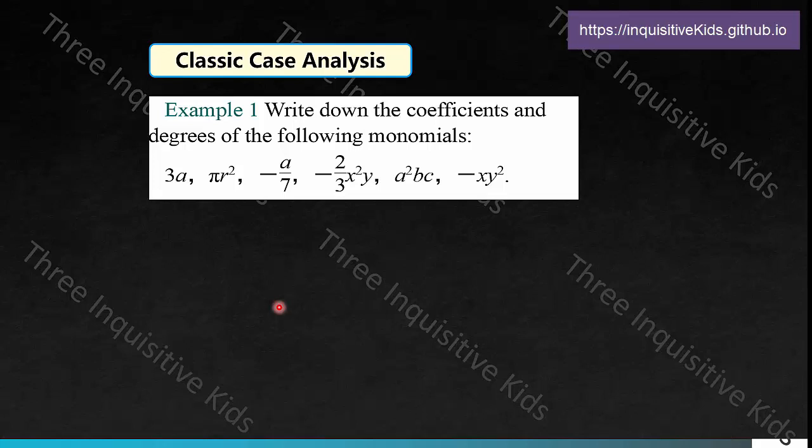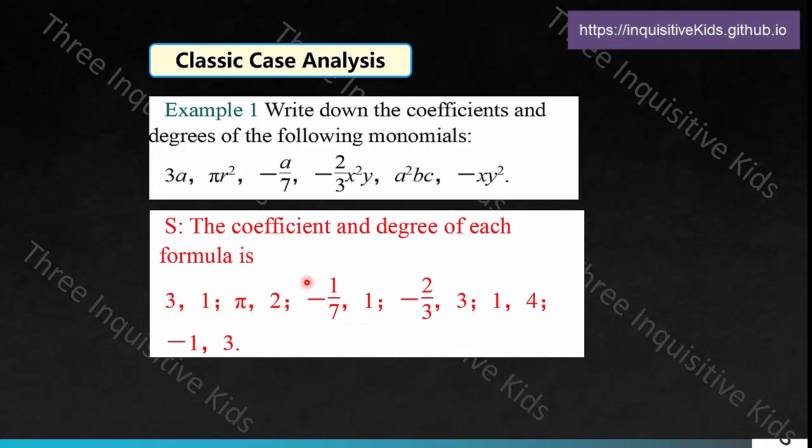Now let's do some examples. Write down the coefficients and degrees of the following monomials. The answer for the first one: the coefficient is 3, degree is 1. Second one: the coefficient is pi. Remember, pi is not a variable, pi is a number. The symbol for pi looks kind of like a variable, but it is a number. The coefficient is pi. The degree is 2.